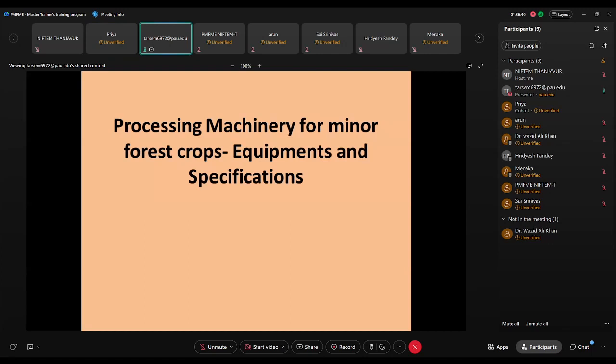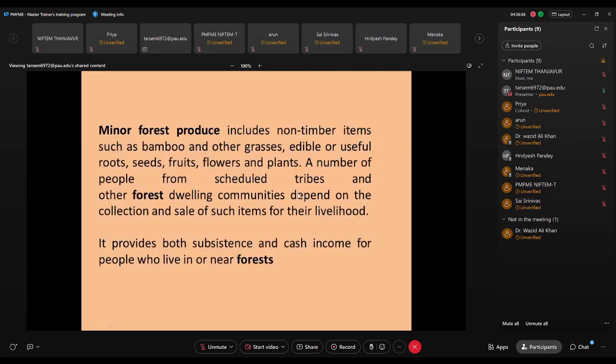So we will be discussing processing machinery for minor forest crops with equipments and their specifications. If we define minor forest crops, they mainly include the non-timber items such as bamboo, other grasses, edible or useful roots, seeds, fruits, flowers, plants, or maybe some byproducts of these major produce or some waste material.